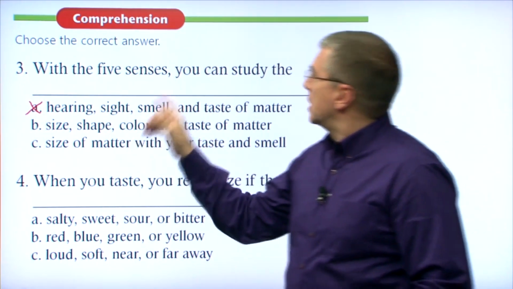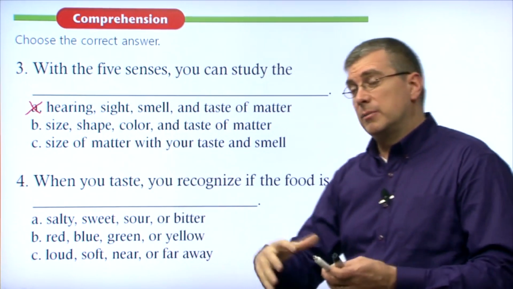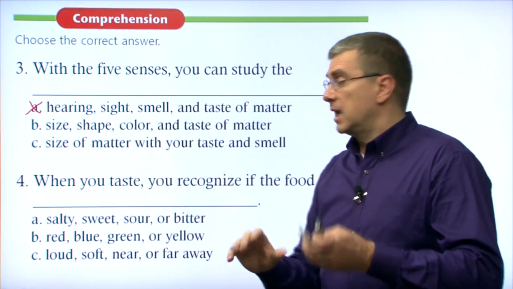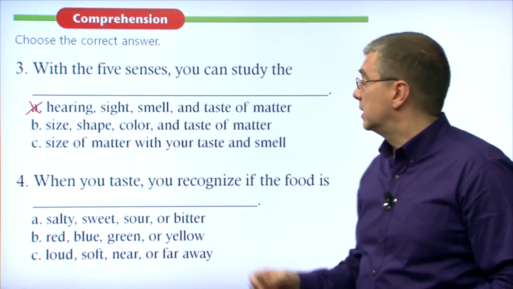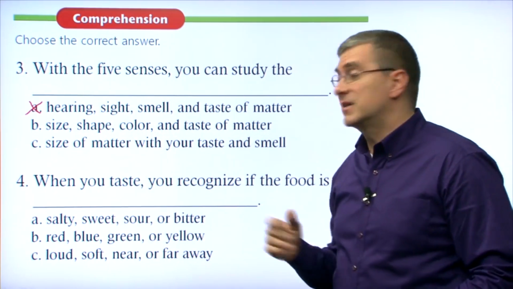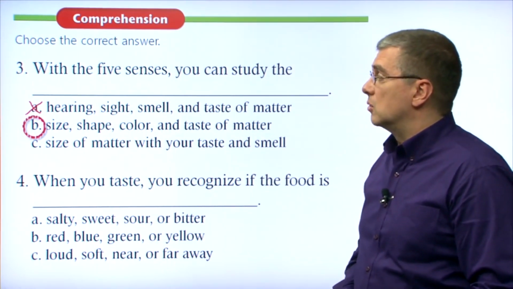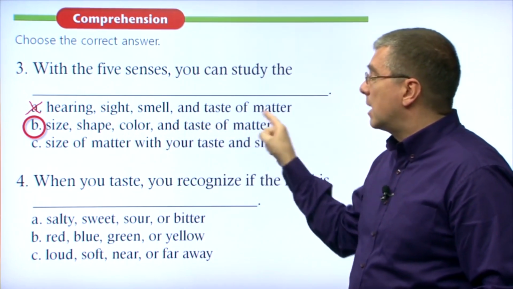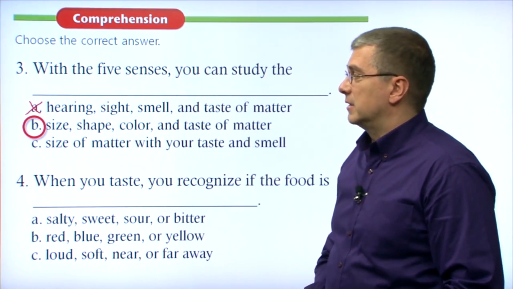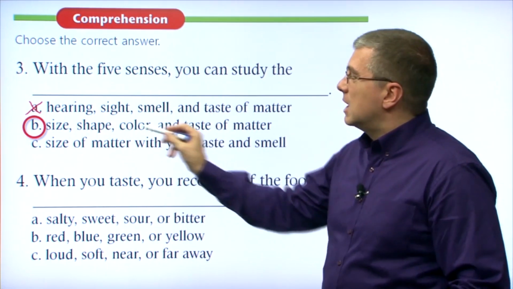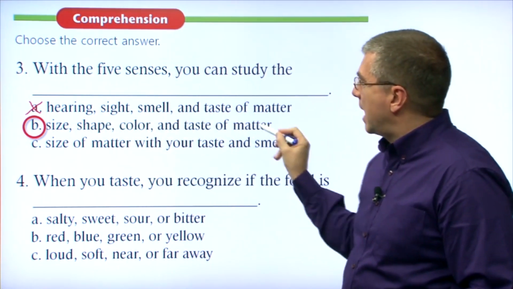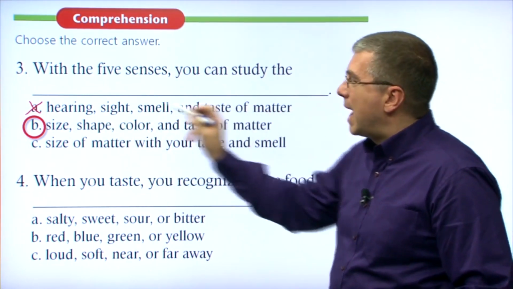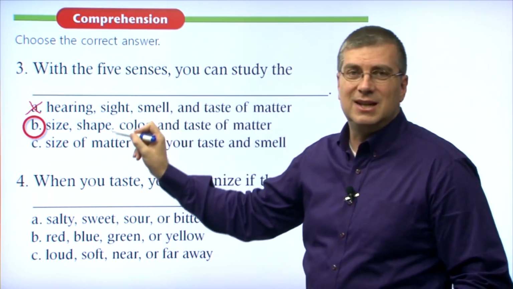But what about B? You can study the size, how big something is, shape, what it looks like, color, what color is it, and taste, what does it taste like of matter. That is true, right? Because you can look at these different features of matter using your 5 senses. So the difference here is that you're looking at these features of matter. You're not studying how matter hears, how matter sees, right?